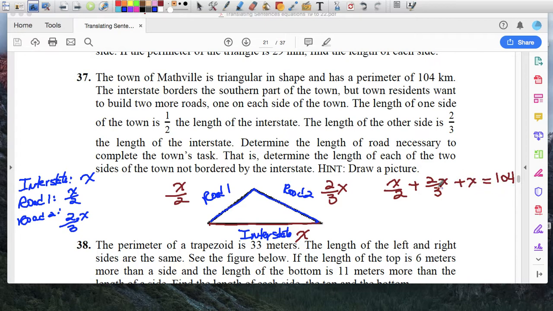If x equals 48, I can go back to my picture, and I know that the interstate here measures 48. This first row would be x divided by 2, or 48 divided by 2, which is the same thing as 24. So row 1 is 24 kilometers. Row 2 is 2/3 of 48, so if I substitute, I get 2/3 of 48. So 2/3 of 48 becomes 32. So there are the measurements of all my roads.